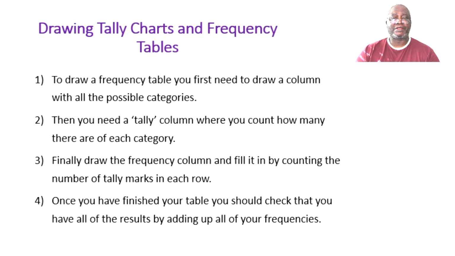How to draw a tally chart and frequency table. You follow the steps. To draw a frequency table, you first need to draw a column with all the possible categories, like the birds. Then you need a tally column where you count how many there are in each category. Finally, you draw the frequency column and fill it in by counting the number of tally marks in each row. Once you have finished your table, you should check that you have all the results by adding up all of your frequencies. It's a very neat and systematic way of doing things, don't you think?